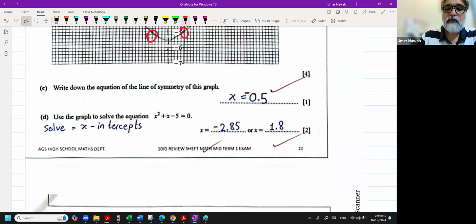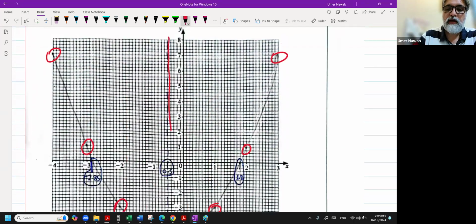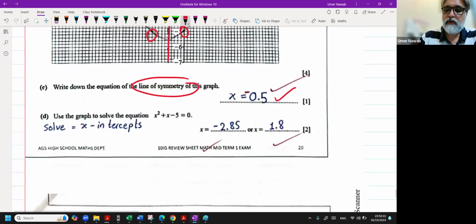Next question is, he's asking, what is the line of symmetry? Guys, you can see that the line which cuts the parabola in two equal halves, that is the line of symmetry. So obviously x is equal to -0.5 is the line of symmetry.